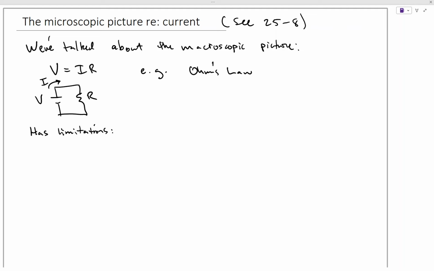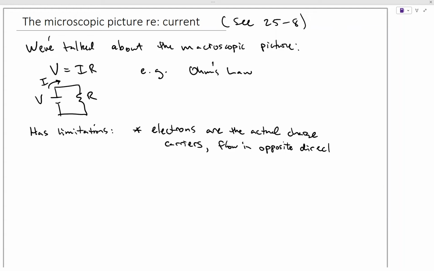So for one, electrons are the actual charge carriers, and compared to this picture where the current is going around like that, in actuality, electrons go in the opposite direction, which is kind of confusing because they're negatively charged. They flow in the opposite direction, if we're trying to have a physical picture of what's actually moving.